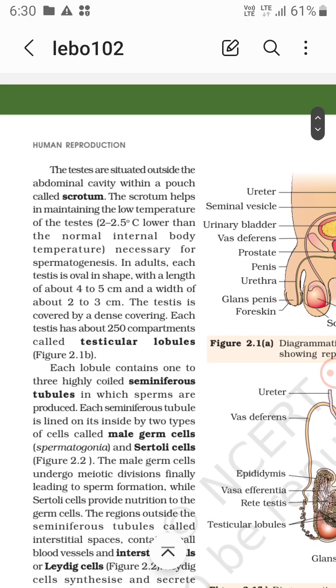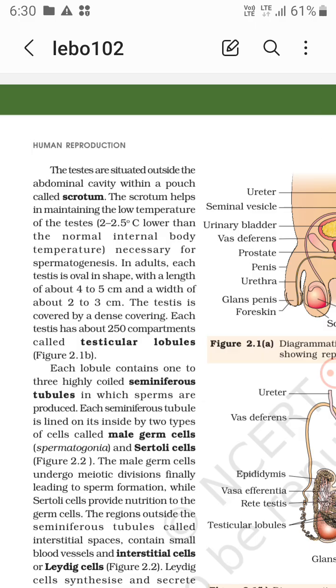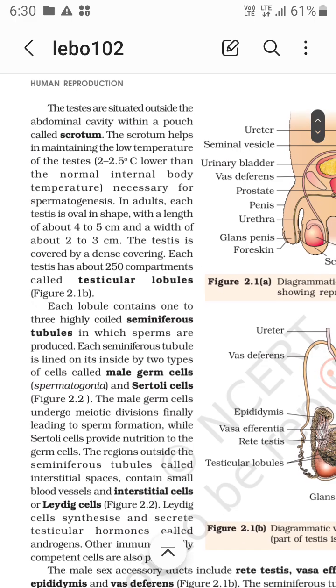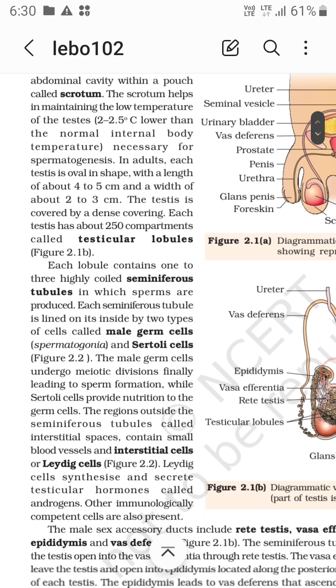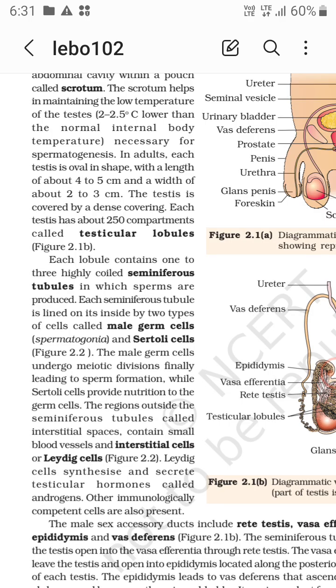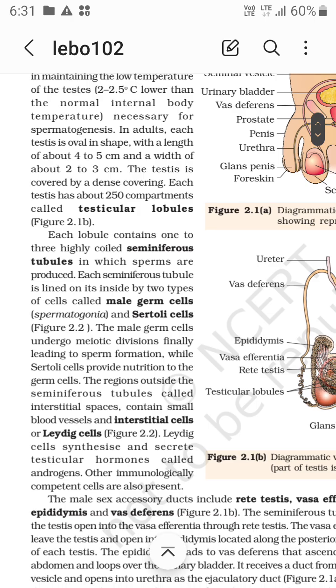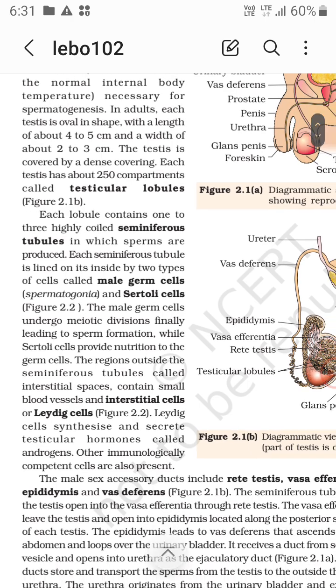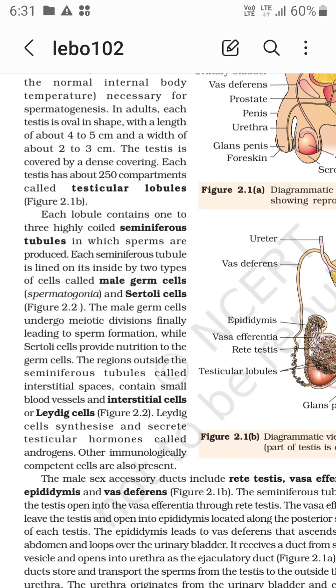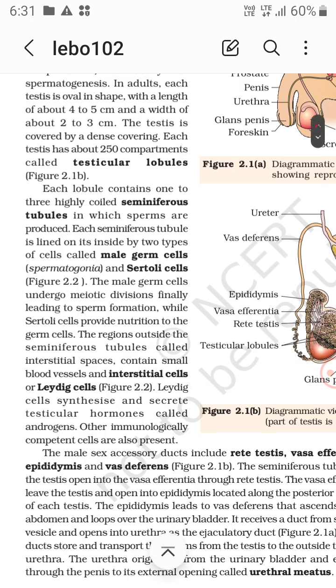The testis is covered by a dense covering, and each testis has about 250 compartments called testicular lobules. Each lobule contains 1 to 3 highly coiled seminiferous tubules, in which sperms are produced. Each seminiferous tubule is lined on its inside by two types of cells, the male germ cells, or spermatogonia, and the Sertoli cells. The male germ cells undergo meiotic divisions, finally leading to sperm formation, while Sertoli cells provide nutrition to the germ cells. The region outside the seminiferous tubule is called the interstitial space.